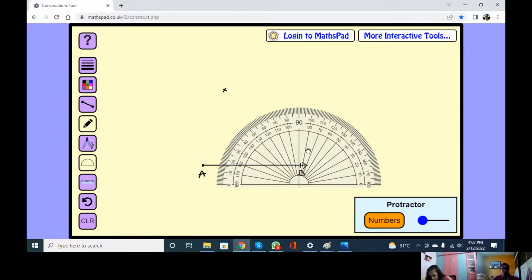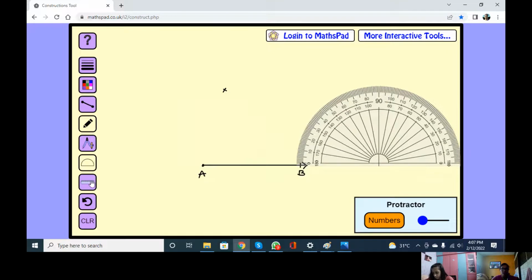And now you can remove the protractor, take a ruler and join this line straight, not with a hand. You have to put a ruler and join this to the A. So this gives you the 75 degrees. Okay, Paridhi? Yes, ma'am. Okay, shall we construct 137 degrees?